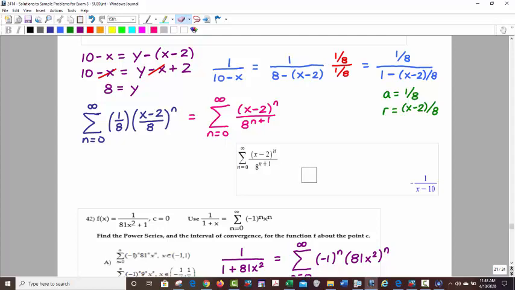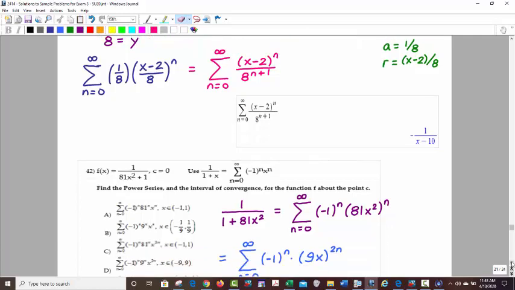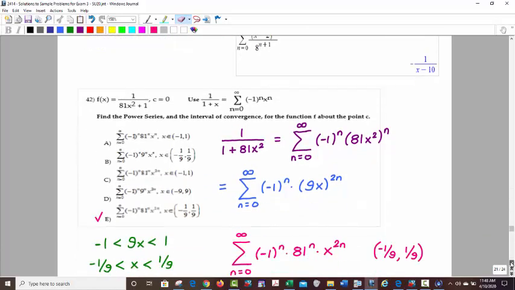If it was centered at some other number, we would have a different looking series, but you would yield that same result, theoretically, but centered at a different value. So that's really all there was to that one. Let's try the next one. This time we're going to get the interval of convergence. The last one didn't ask for it, but this one does.